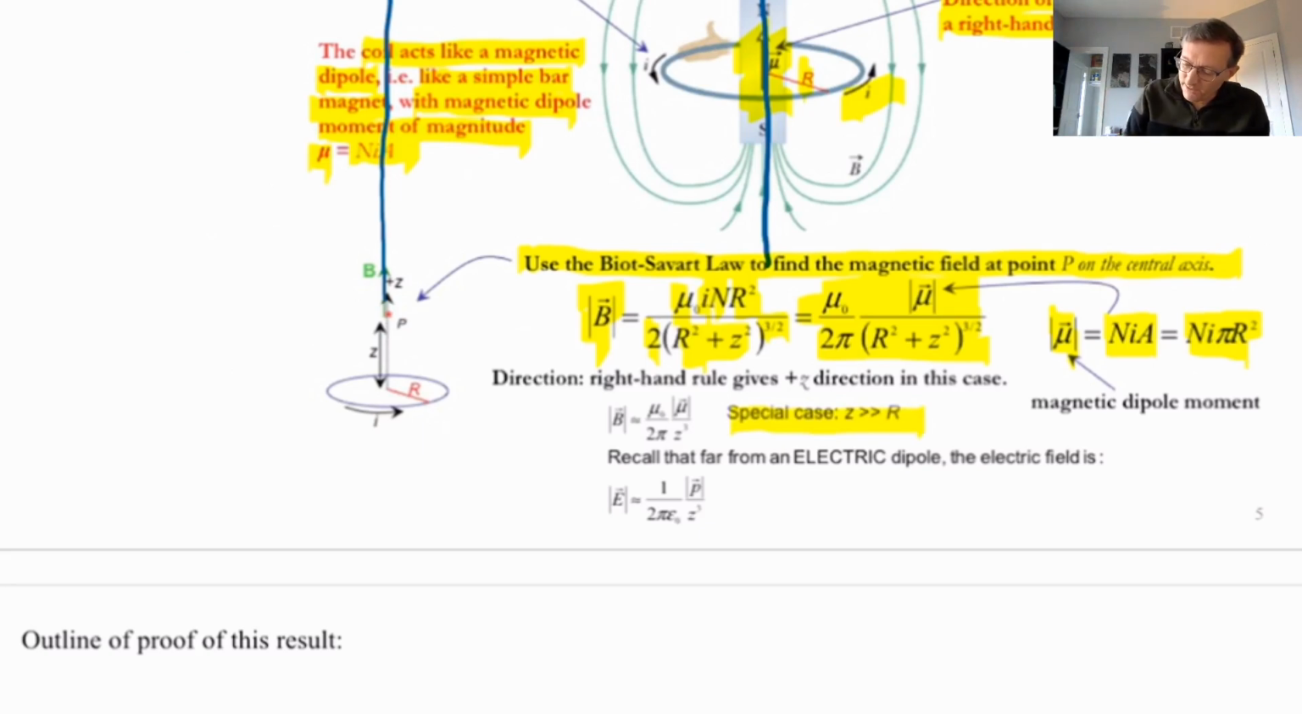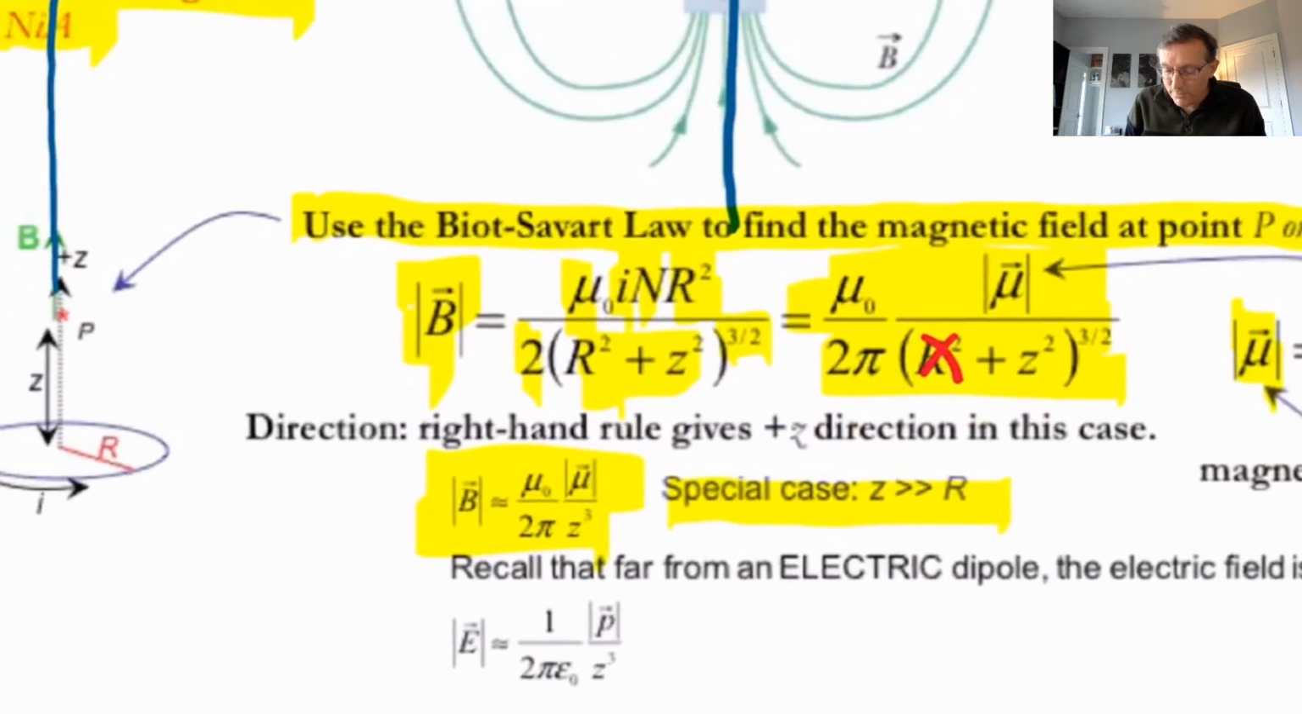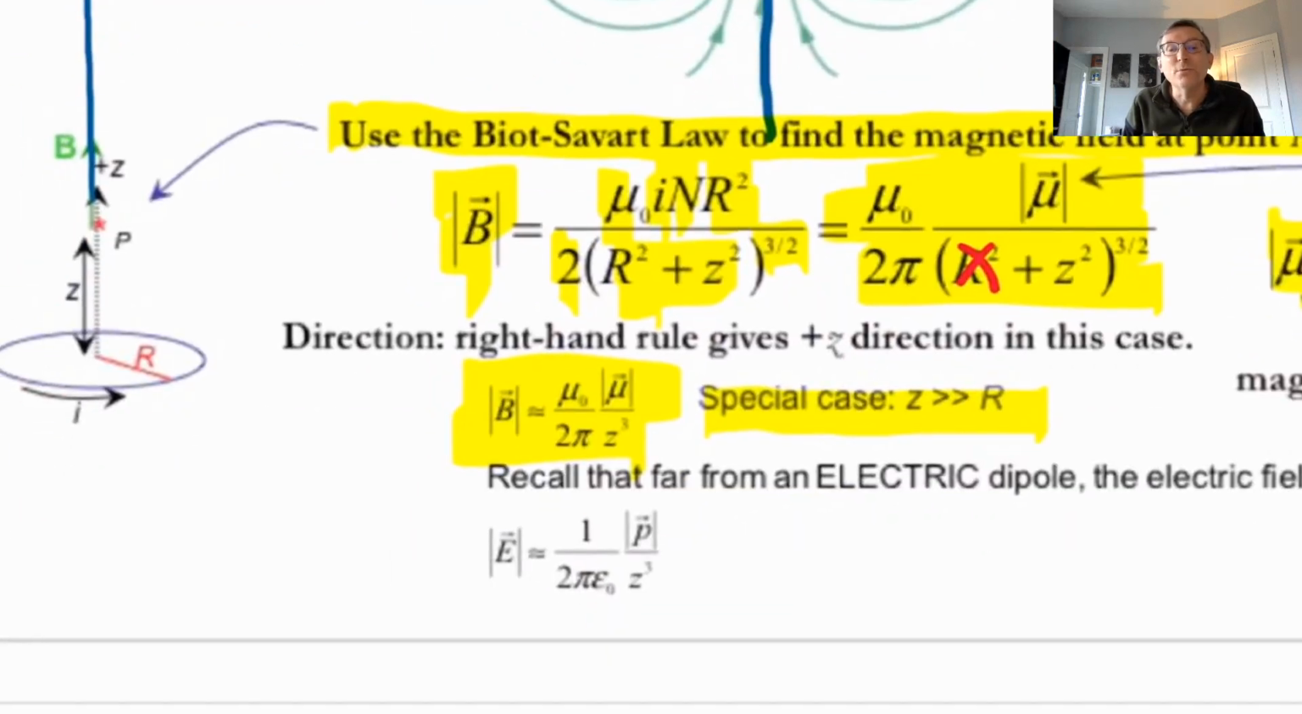Well, then all you do in the R squared plus Z squared is drop the R squared. It's small compared to the Z squared. And then I have Z squared to the 3/2, which is Z cubed. And the B magnitude formula then simplifies to mu 0, mu magnitude over 2 pi Z cubed. It goes like 1 over the Z distance from the center, cubed, not squared, cubed.